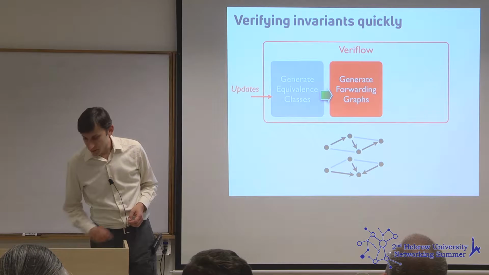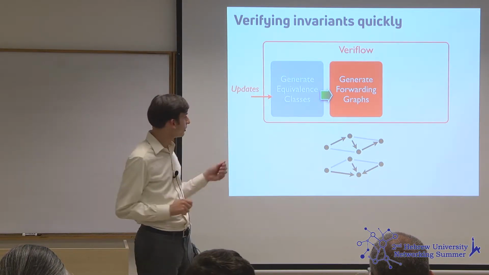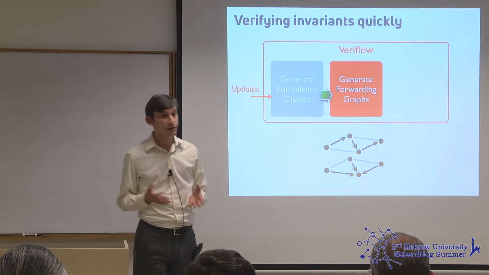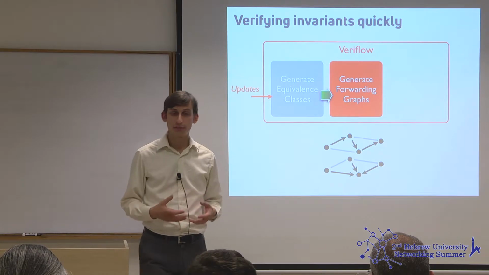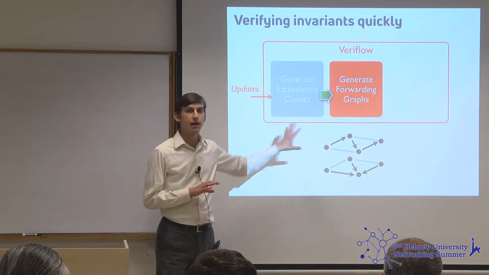Once we've done that, for that slice of the network that changes, we build what we call forwarding graphs. Okay, so a forwarding graph, this is now a graph data structure representation of what can happen in the network. And this is the model of the network.